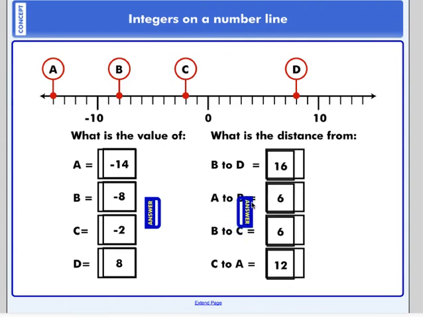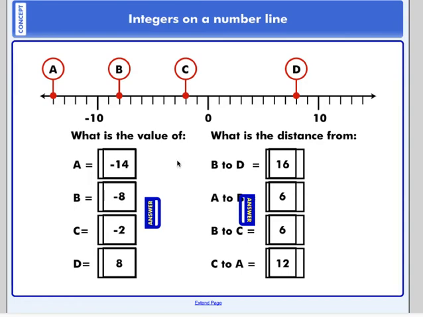From A to B, 6. Okay, you're moving from negative 14 up to negative 8. 1, 2, 3, 4, 5, 6. From B to C, also 6. You're moving from negative 8 up to negative 2. And from C to A, 12. You're going from negative 14 up to negative 2. It's a distance of 12 numbers. How'd you do? Are you kind of getting the hang of this negative number stuff?